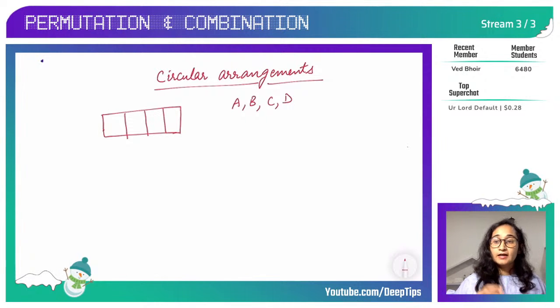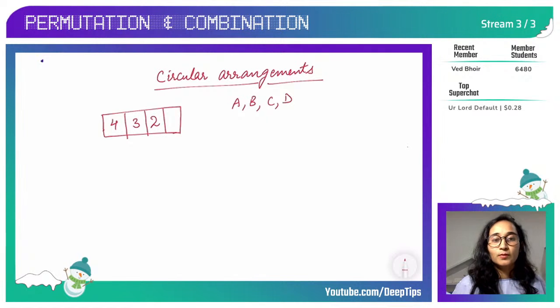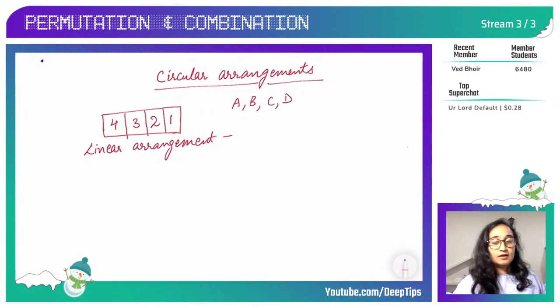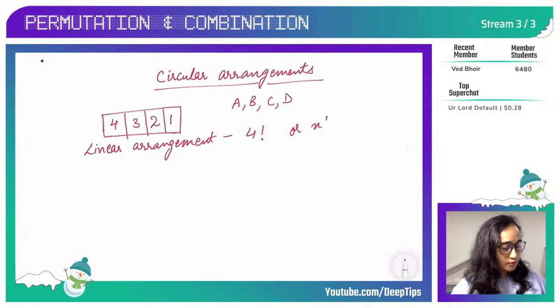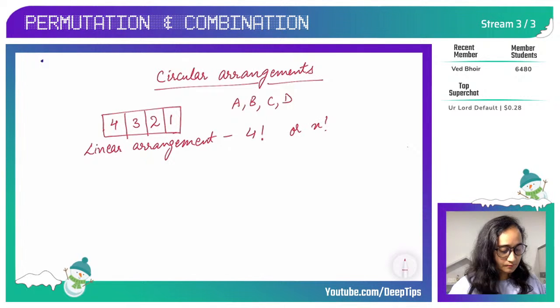So if A comes first, he has 4 options to choose from, right? B has 3 places to choose from, and C comes third, so he has only 2 places to choose from. And the one who comes last, like D, suppose he reaches late and he has only 1 place. So for linear arrangement, when we choose the places or we make arrangements linearly, then it is 4 factorial or n factorial, right?